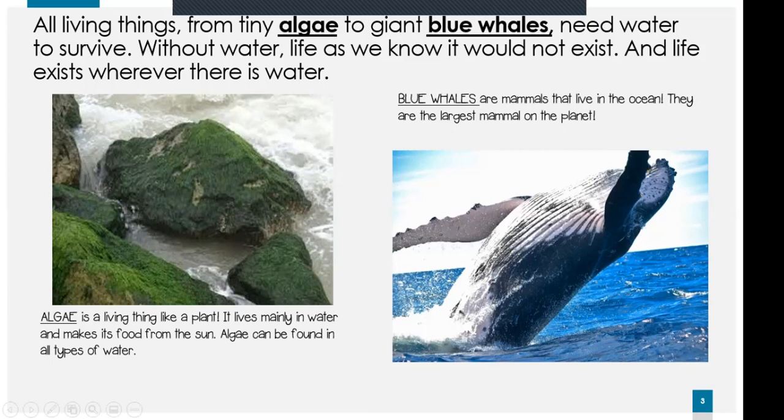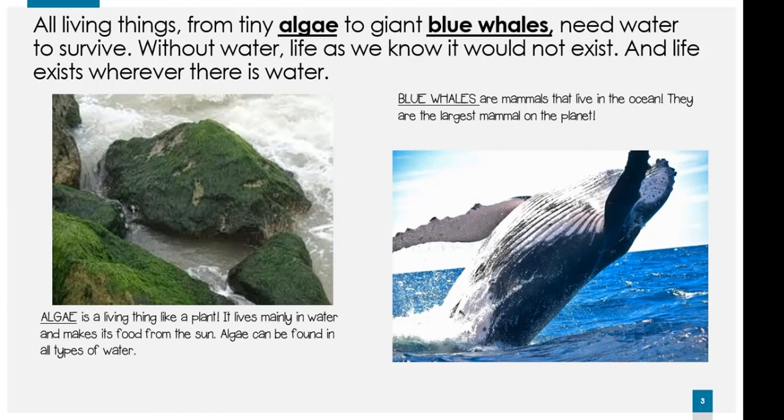It could be in a lake or a river, but the algae just kind of grows wherever there is water. It says algae can be found in all types of water. If you have or ever had a fish tank, or saw somebody who had a fish tank, there might sometimes be green stuff growing on the inside of the water. That's algae.